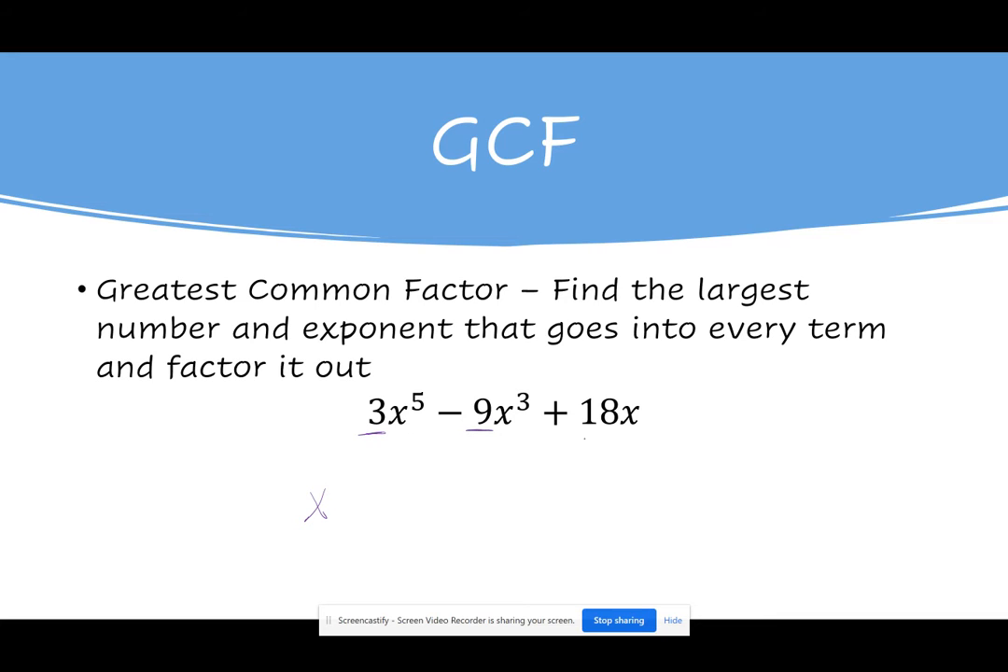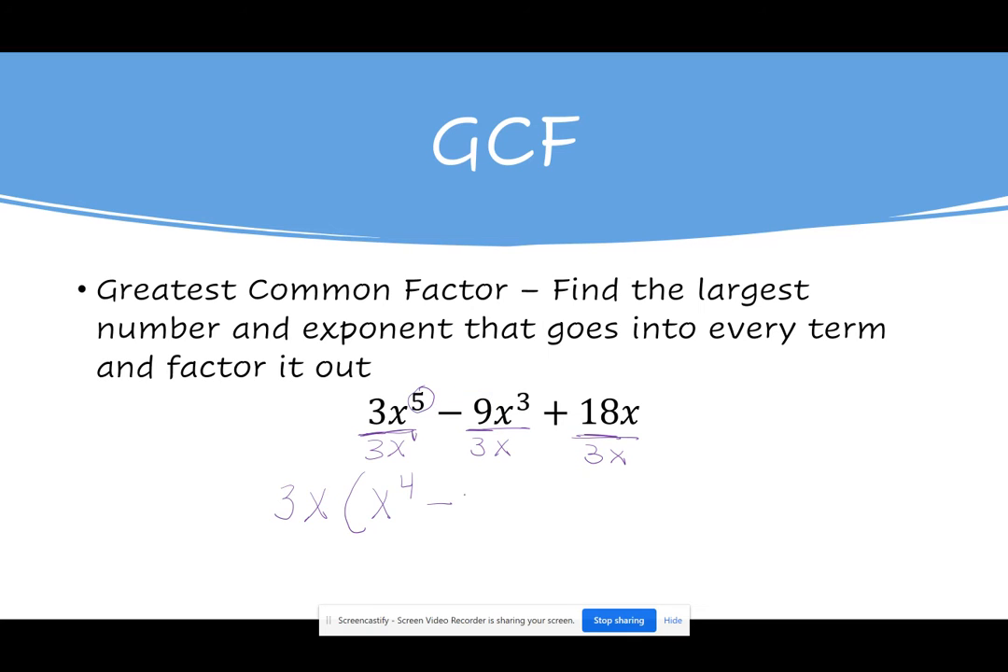Then we have 3, 9, and 18. 3 goes into all of them, so we can take out a 3x. What we're going to do is divide everything that's left by 3x, and that's what's left in our parentheses. So 3x to the fifth divided by 3x. 3 divided by 3 is 1. And then 5 minus 1 gives us x to the fourth.